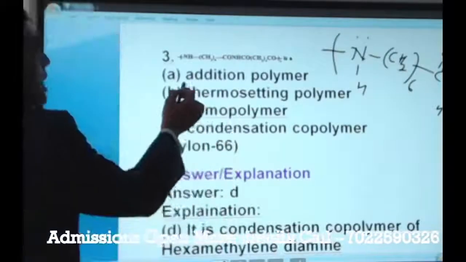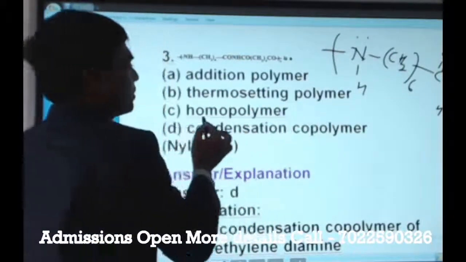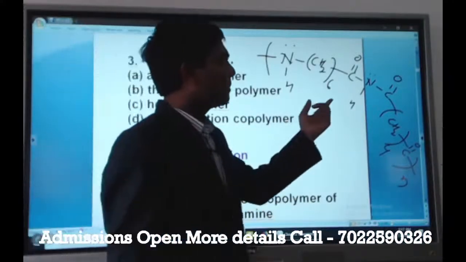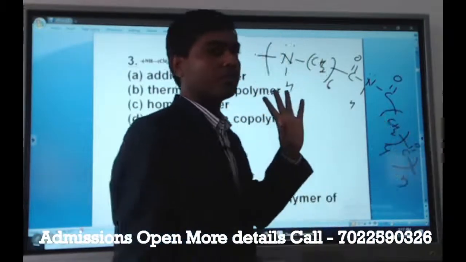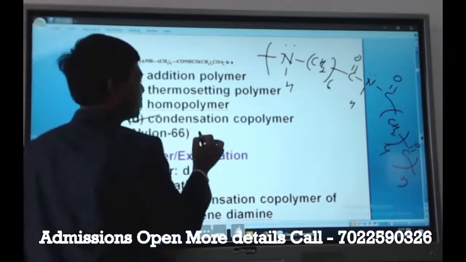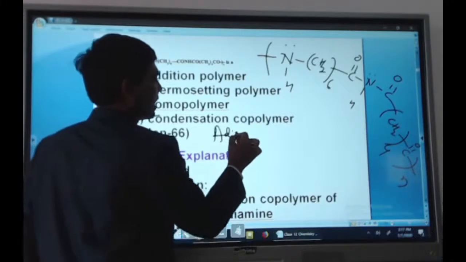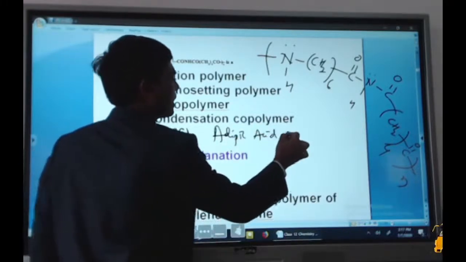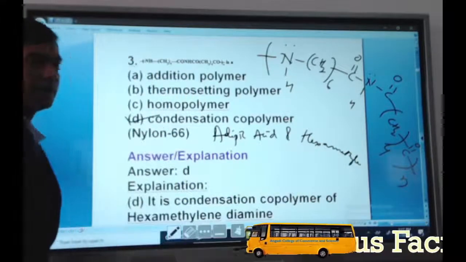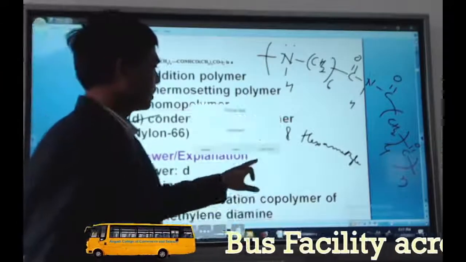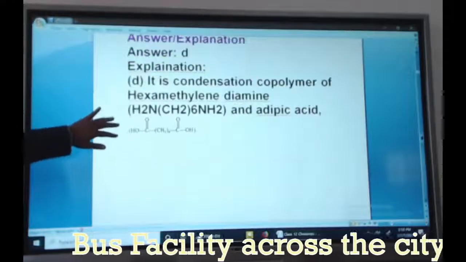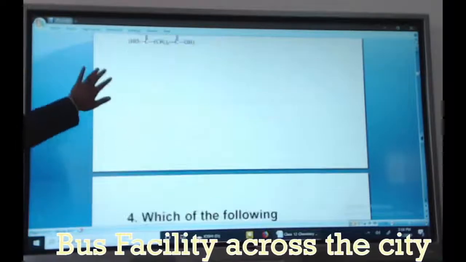Okay. Now, the options: addition polymer, thermosetting polymer, homopolymer, condensation polymer. I already told you the amide linkage is obtained by removing a water molecule. Therefore, it is considered a condensation polymer made using adipic acid and hexamethylene diamine. This will be the answer for this question. Next one. You can see the explanation: it is a condensation copolymer of hexamethylene diamine and adipic acid.